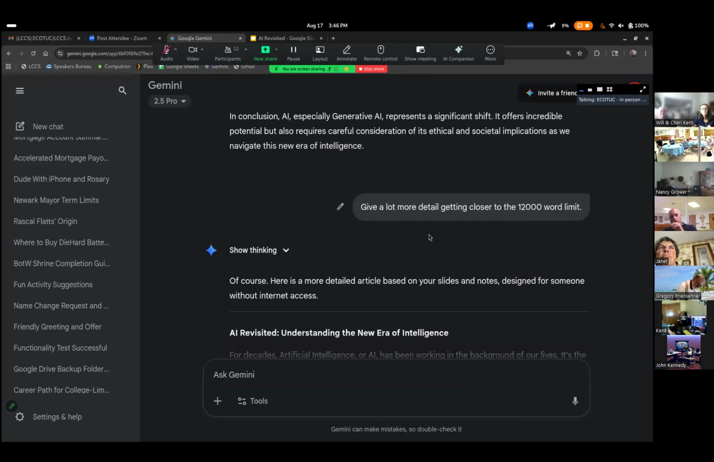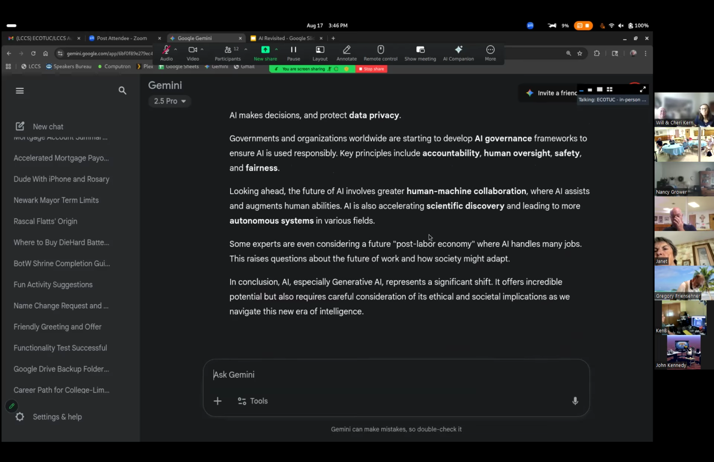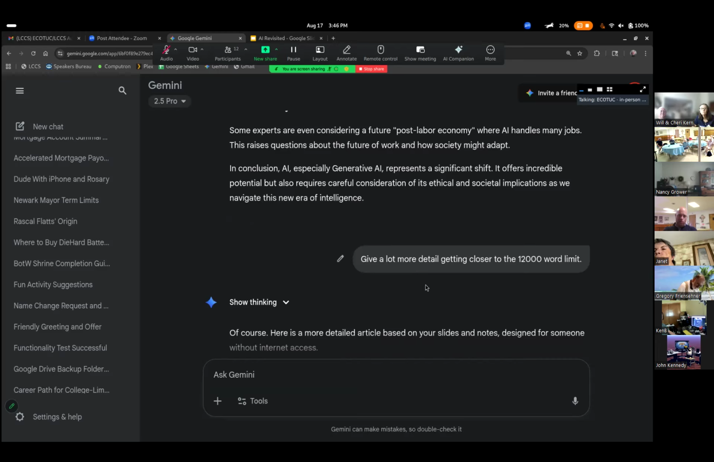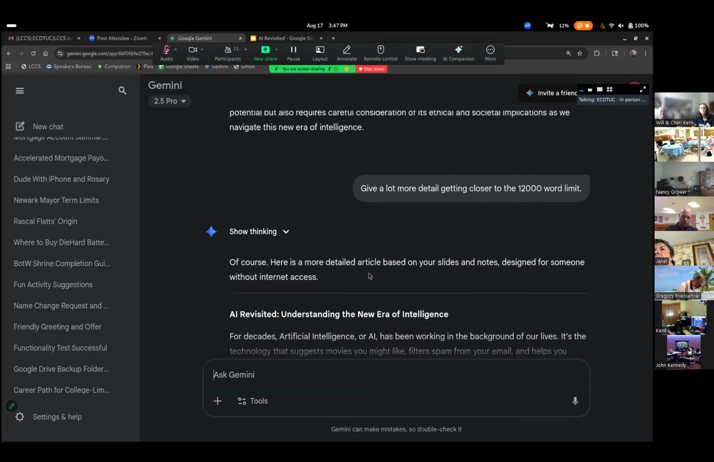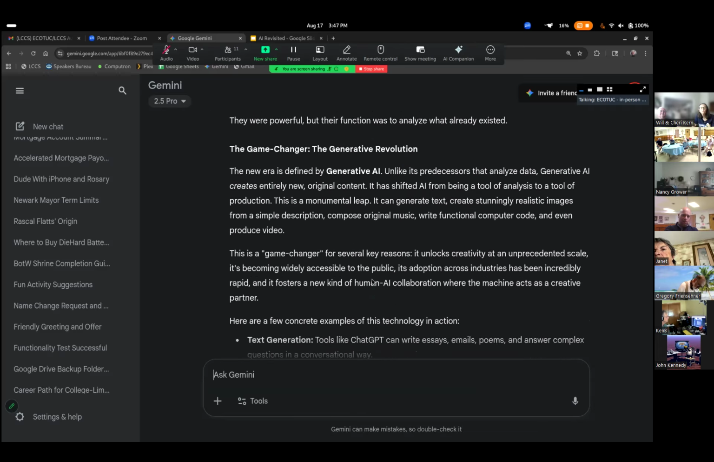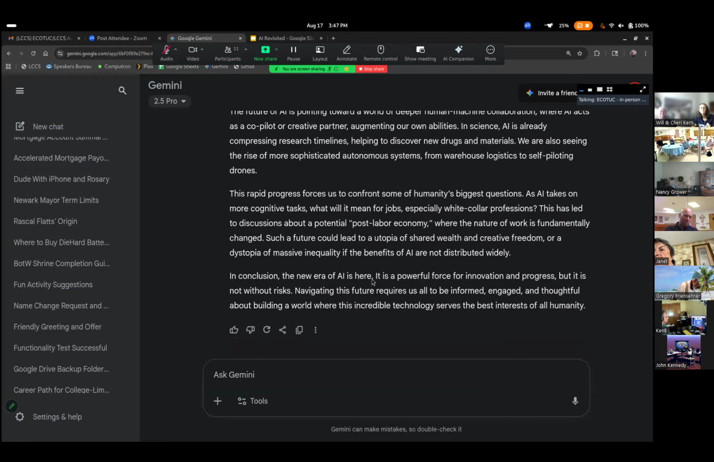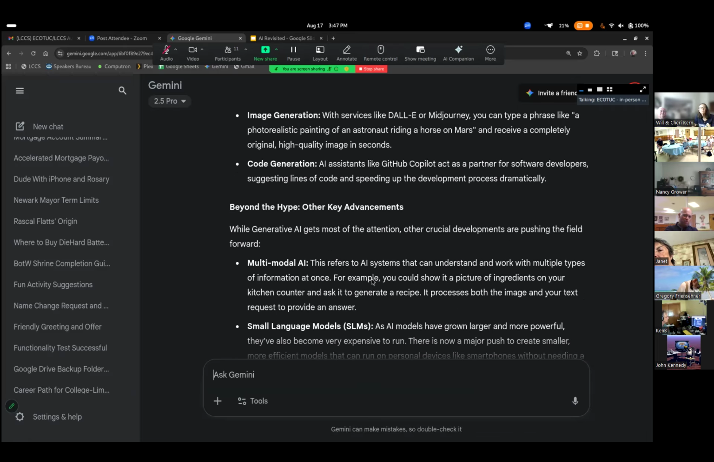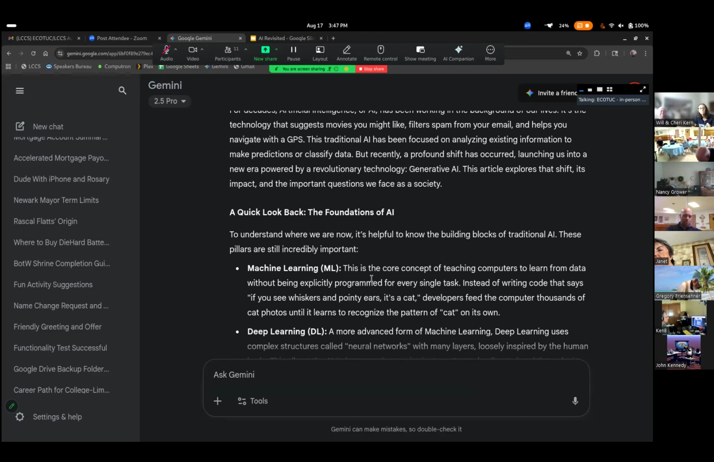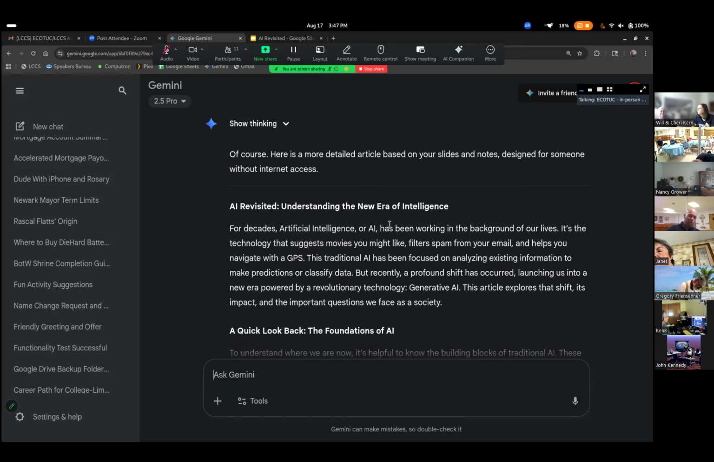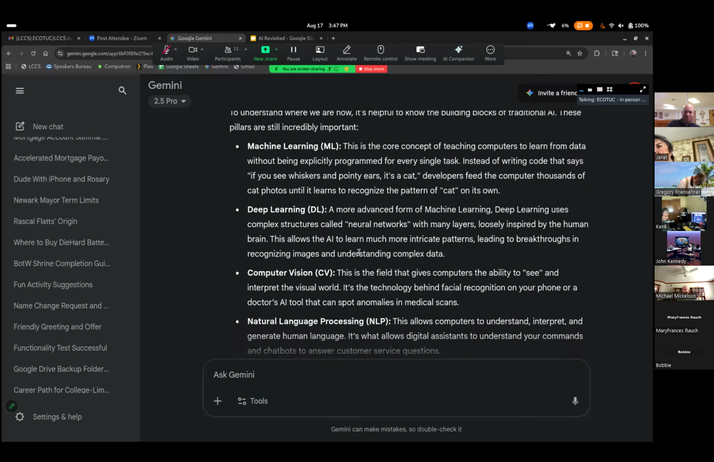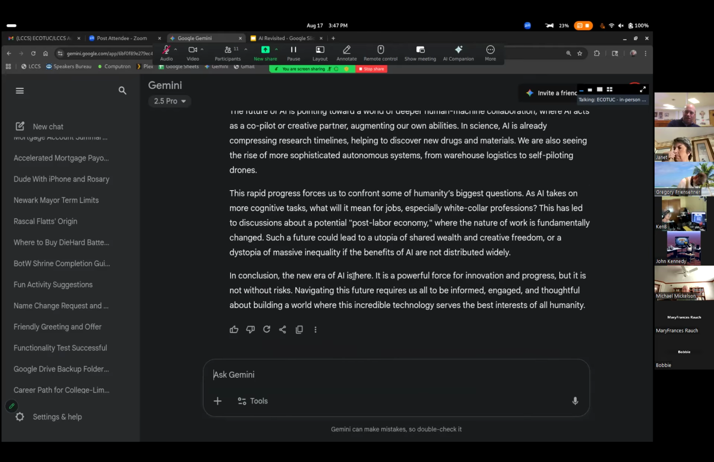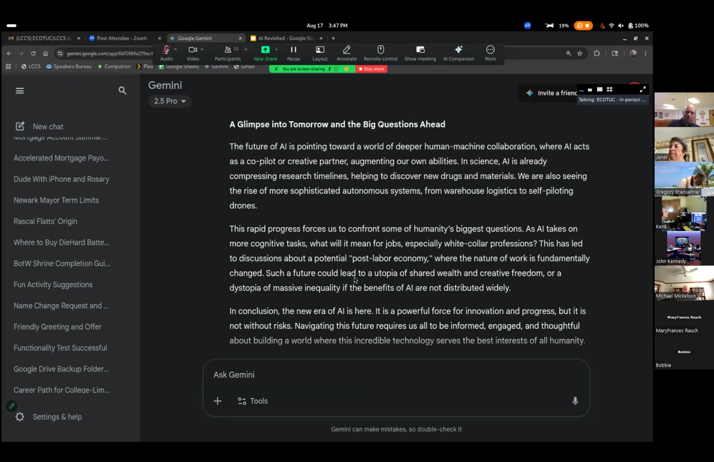So, what I prompted it, since it gave me such a small article, I said, give a lot more detail, getting closer to the 12,000 word limit that I specified. It said, of course, here's a more detailed article based on your slides and notes designed for someone without internet access. So you could take this and print it out and give it to someone that doesn't care about the computer, but still wants to hear a little something about AI. I could copy and paste this into an email after I read it all to make sure it's correct and that it jives with what I was sharing with you folks. And then he can have access to this information in a different format. So that's just an example of something Gemini is capable of.